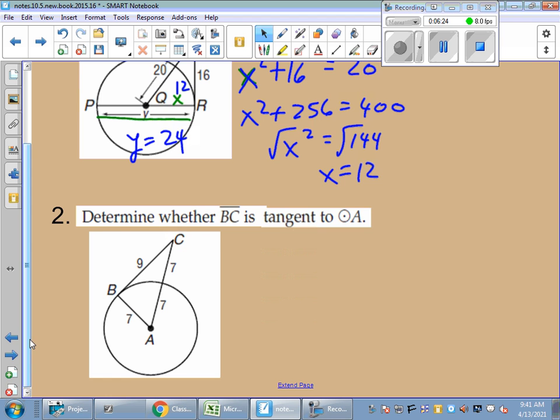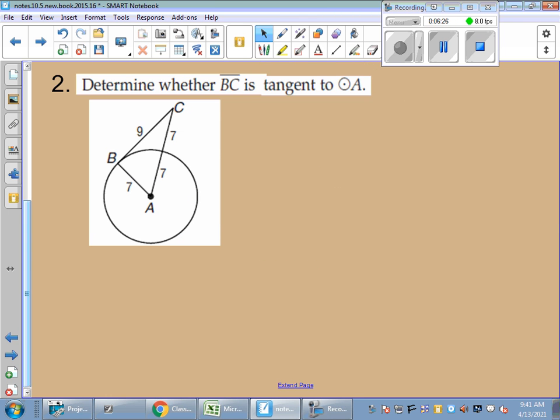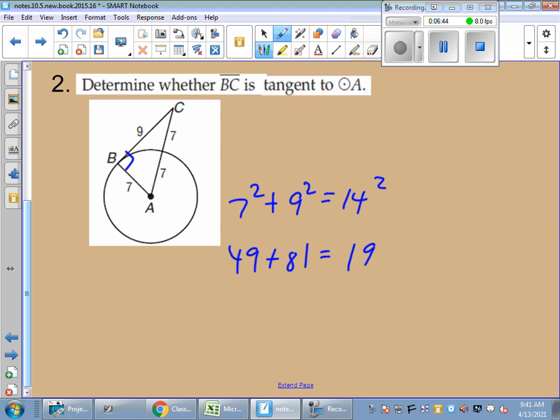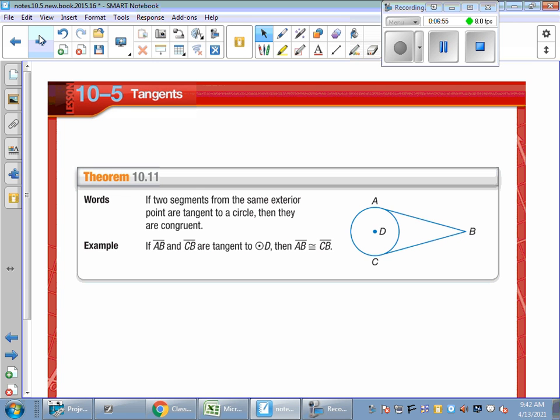Okay, this one down here says determine whether it is tangent or not. So again, if that's the case, this would be your 90-degree angle. 7 squared plus 9 squared would have to equal 14 squared. 49 plus 81, and 14 squared is 196. Add 81 and 49 gives you 130. 130 does not equal 196, so your answer in this case is no, it is not tangent.